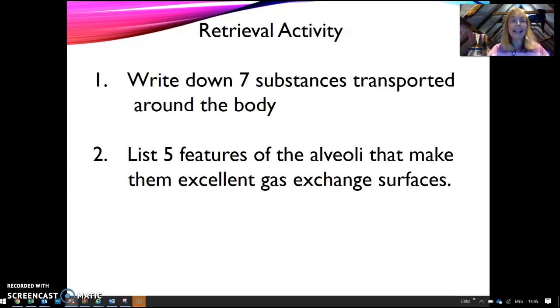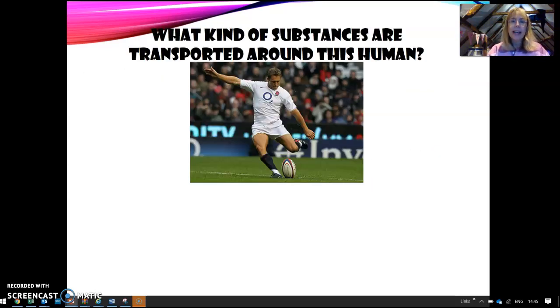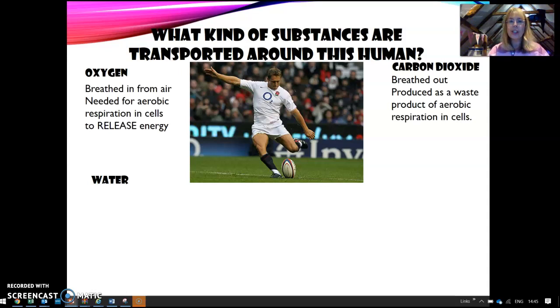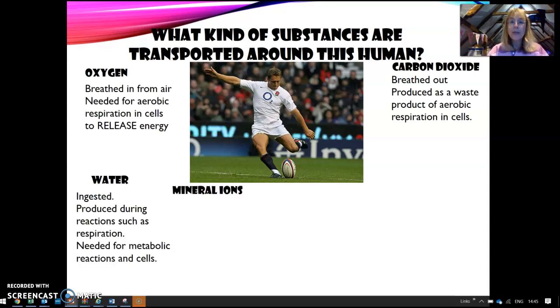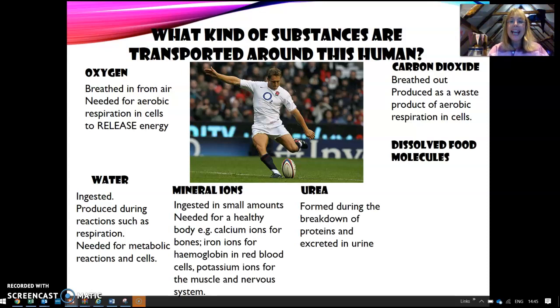Okay, if you made any mistakes, that's brilliant, because those are the bits that you need to make sure that you work on over the coming days. So let me just have a look over here. So the first thing, the different substances: oxygen, carbon dioxide, water, mineral ions, urea, and of course dissolved food molecules. And hormones are also transported around the body. So how many of those did you get? 5, 6? Just remember the ones that you are not getting and work on those, so that you'll get 7 out of 7. Okay, a great revision card question.